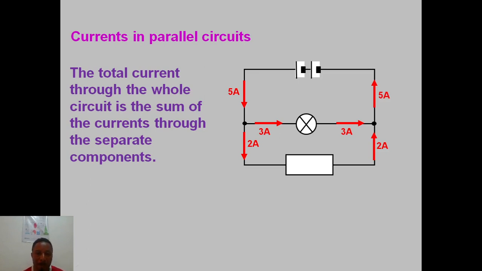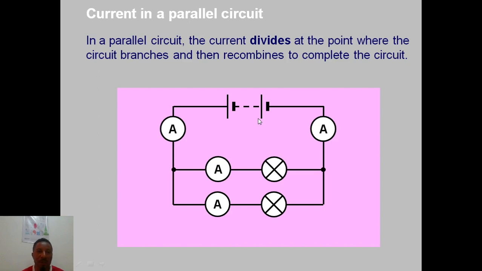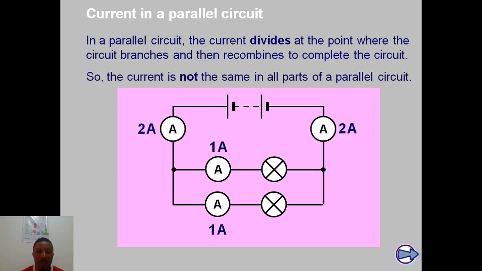Is that clear? Now notice that they are branched. That means the sum of the two will give us the total current flow in the circuit. Current in the parallel circuit: in a parallel circuit, the current divides at the point where the circuit branches and then recombines to complete the circuit. We've demonstrated that earlier.